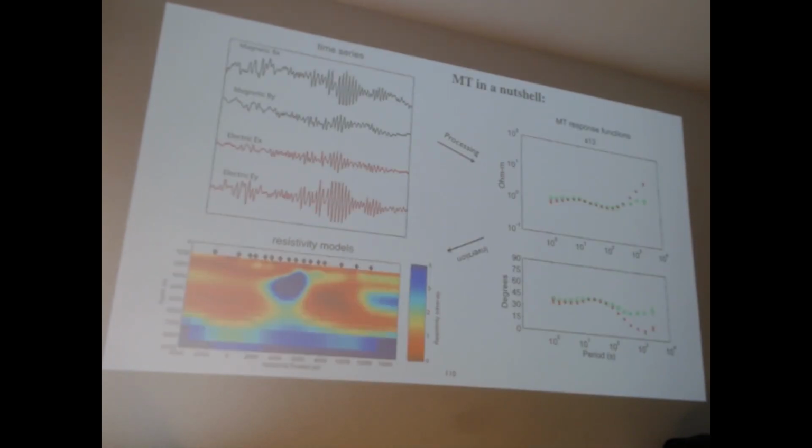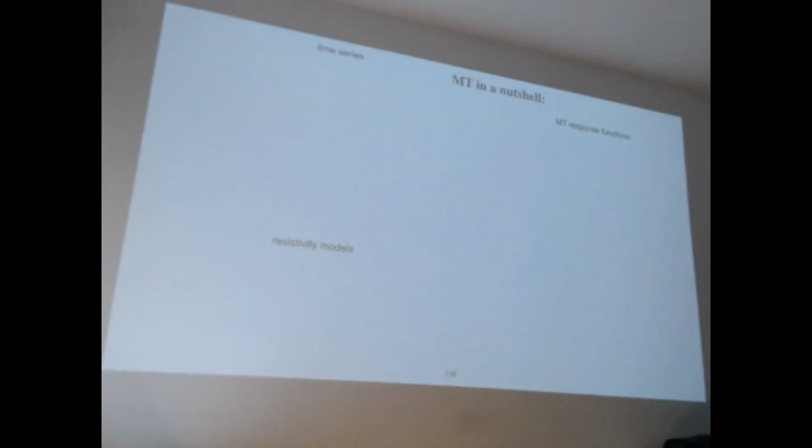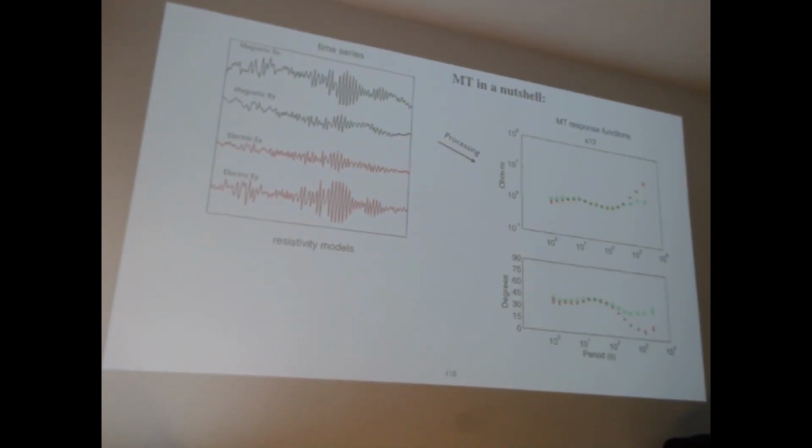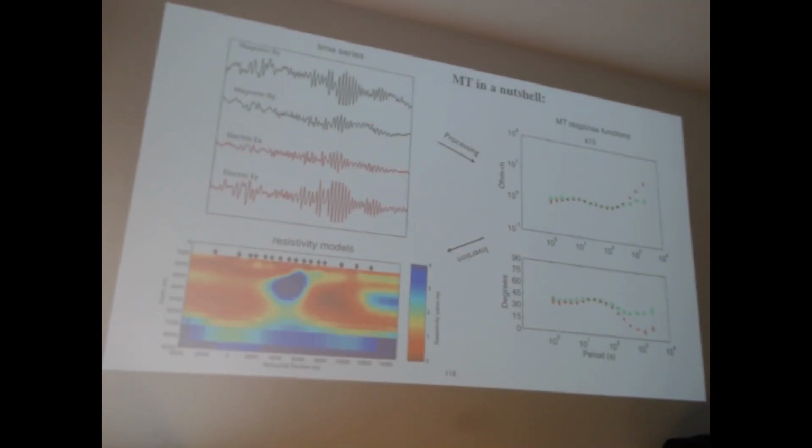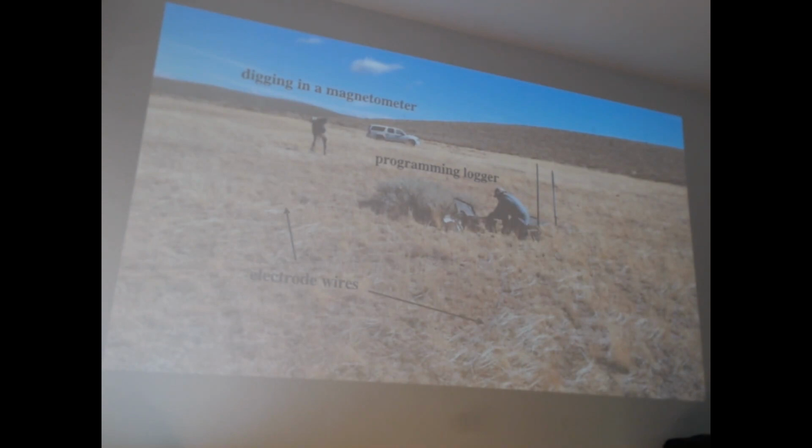So, the magnetotelluric method. This is somebody else's slide. I didn't do it. So we've already talked about this, where we make time series measurements, we process them up into these data as a function of period, and turn that into a resistivity model. So this is sort of what it looks like in practice.